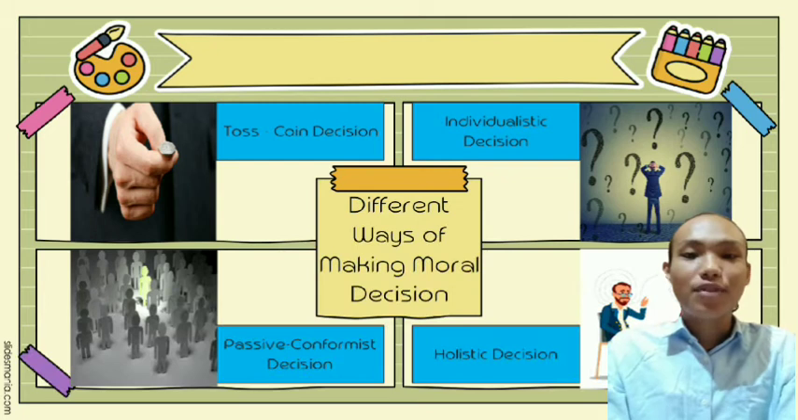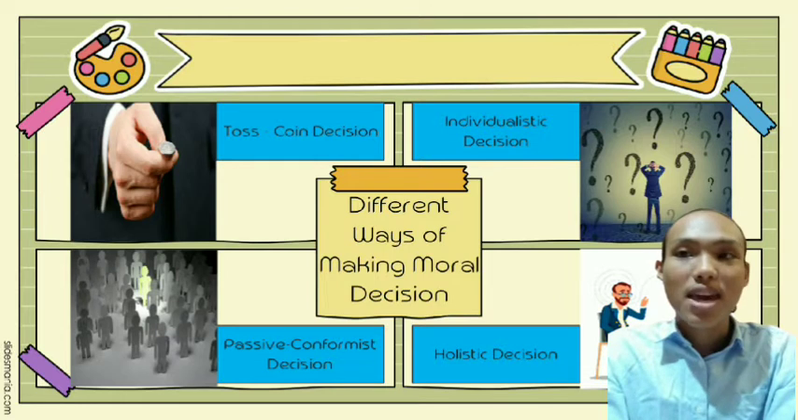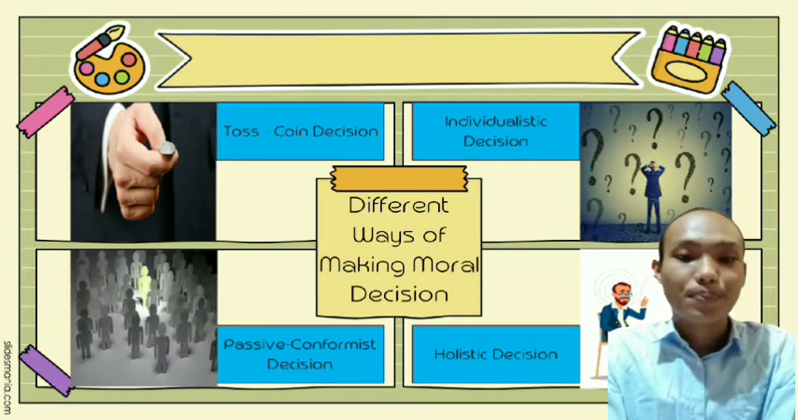There are 4 different ways of making a moral decision. First is the toss coin decision. These are people who toss a coin to make a change and decide. It is making a decision based on a coin flip, which could help you make a happier life.